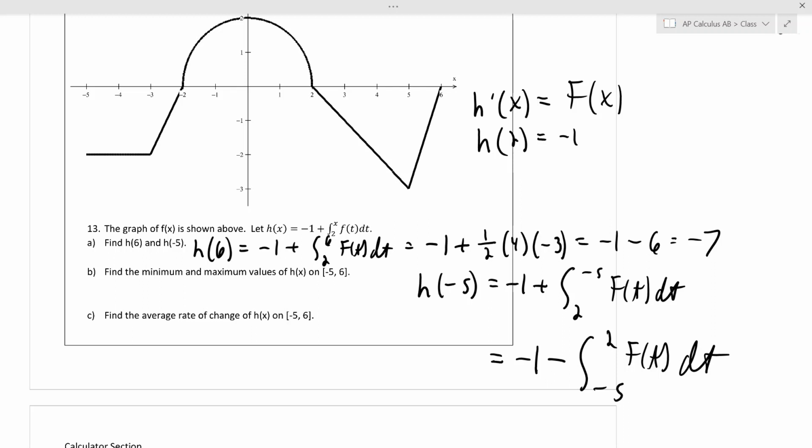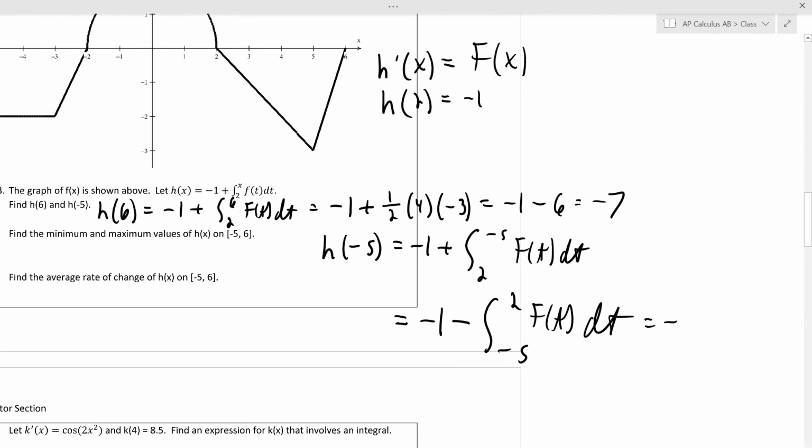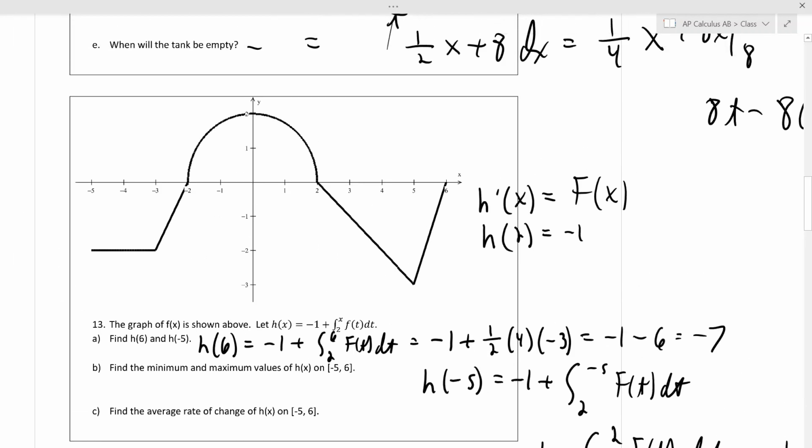Like if you went uphill on a roller coaster, but you had to go back in time, you'd have to go downhill on that roller coaster to get there, if that makes any sense. So that's why that becomes subtraction. But it's still just an area question. This is just -1 minus, we have to find the integral from -5 to 2. So let's just do this up here.